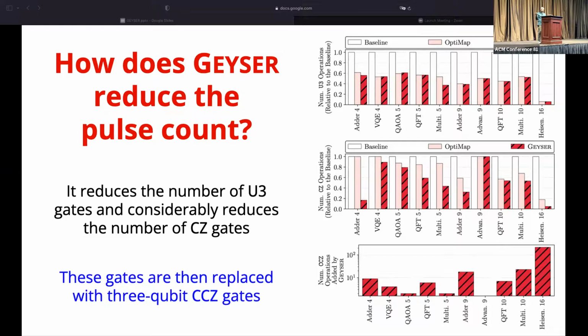As we can see from the bottom figure, for some algorithms it's able to generate many more CCZ gates, while for some other algorithms it's not able to generate any CCZ gates. And for those, the reduction in the number of CZ and U3 gates would be next to nothing, and the results are close to Optimap. But for most algorithms, it is able to generate enough CCZ gates so that it can reduce the number of pulses and the number of pulses in the critical path.